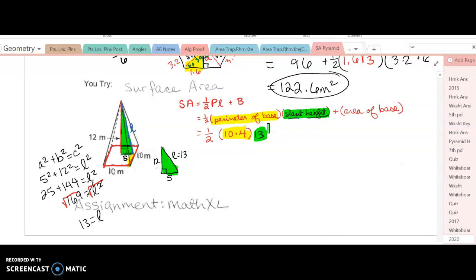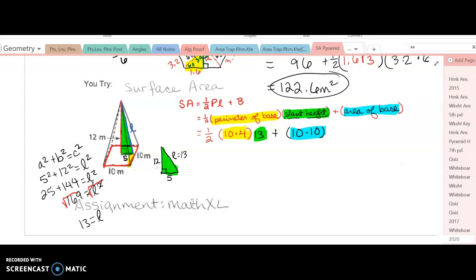All right, and then the area of the base. So since the base is just a square, we know we would find the area by doing base times height or length times width, same thing, side times side, so plus 10 times 10 for the area of that square on the bottom.